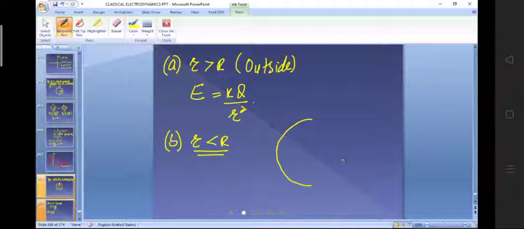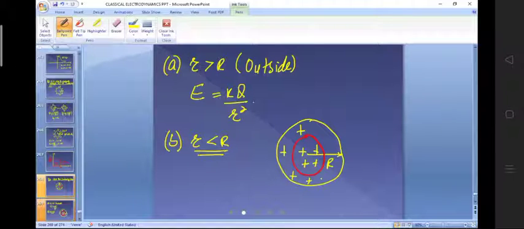For example, here we have a sphere. Its radius is equal to capital R. Now you are interested in calculating electrostatic field, suppose at this point. So this lies inside. So this is a Gaussian sphere. Now the charge is somewhere here. So charge is outside and inside this, the Gaussian sphere is there.